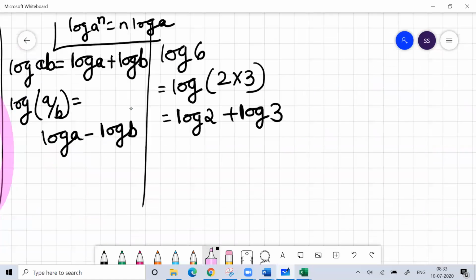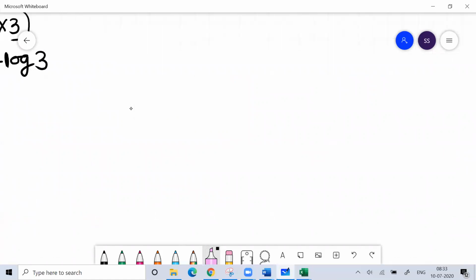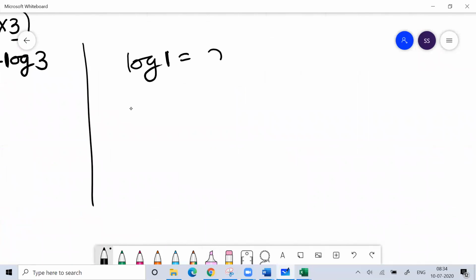If I get confused, I always remember this: log 1 is 0. Now if you take any number greater than 1, it will give you an answer bigger than 0. You understand? So it will give you an answer bigger than 0.